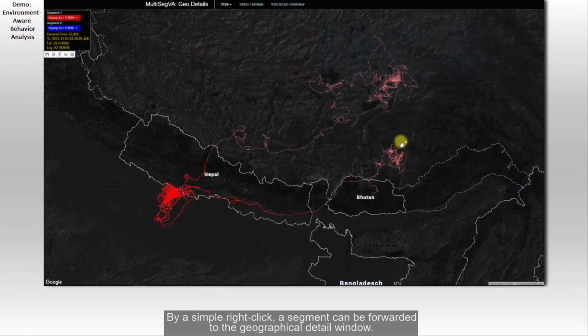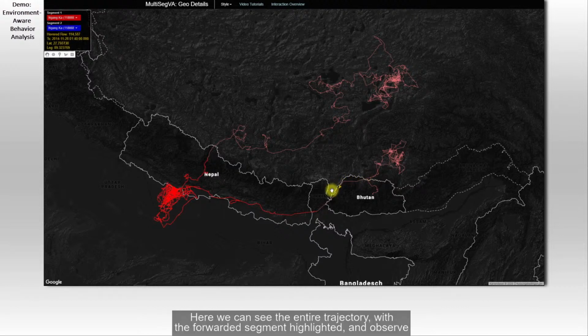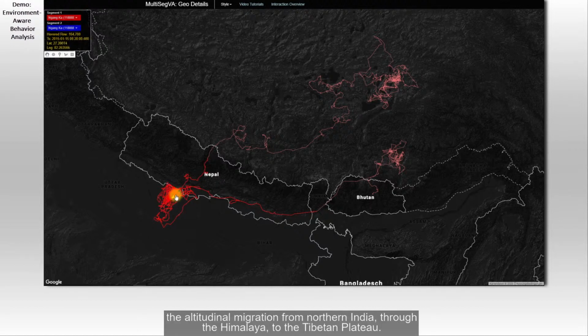By a simple right-click, a segment can be forwarded to the geographical detail window. Here we can see the entire trajectory, with the forwarded segment highlighted, and observe the altitudinal migration from northern India through the Himalaya to the Tibetan Plateau.